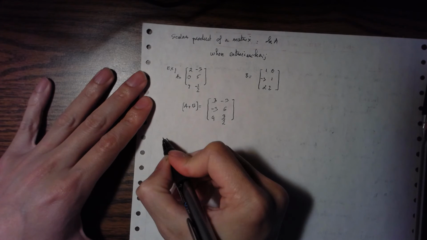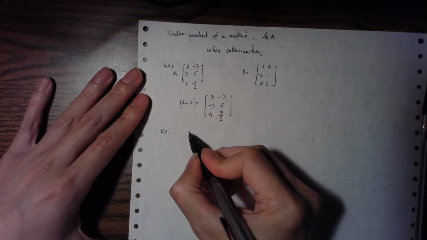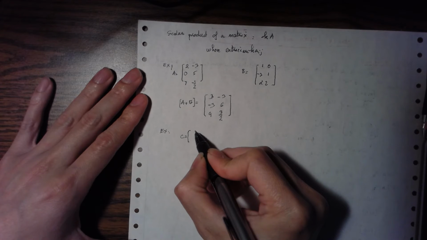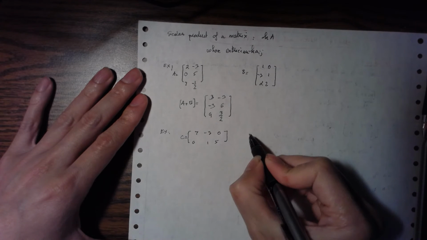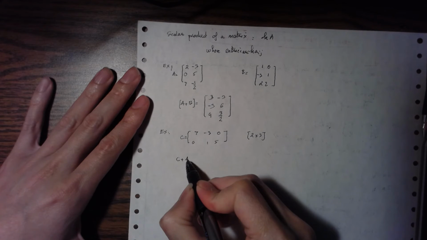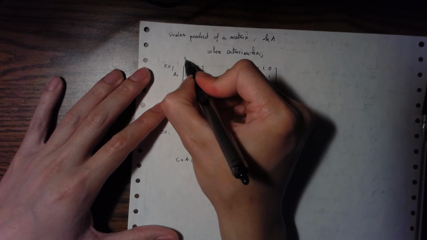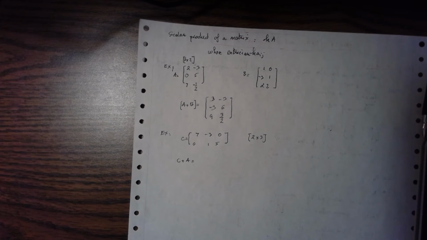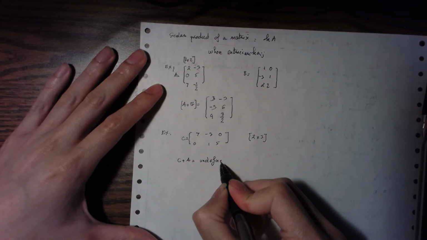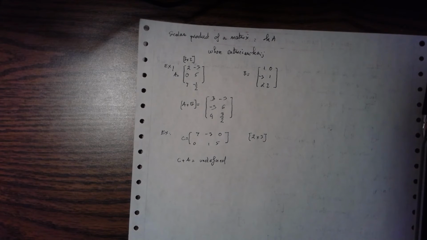So for example, in example 2, I have matrix C. Its dimension is 2 rows, 3 columns: 7, -3, 0, 0, 1, 5. So this is 2 by 3, and I want to add it to matrix A. Matrix A is 3 by 2. So 2 by 3 added to 3 by 2, we cannot add it, because the dimensions are not the same. It's undefined. It doesn't work.